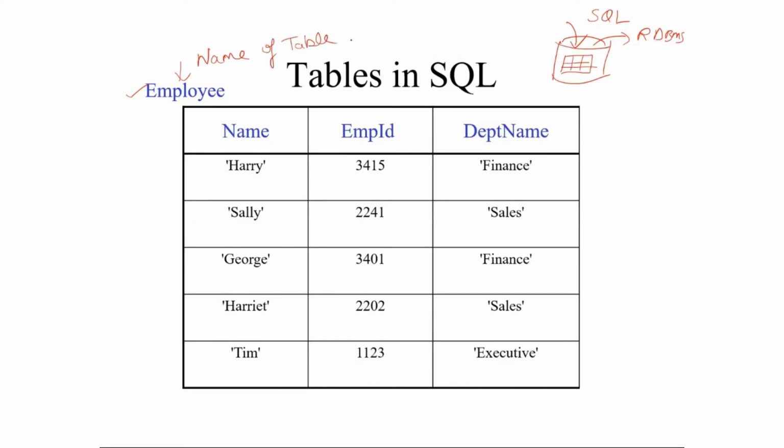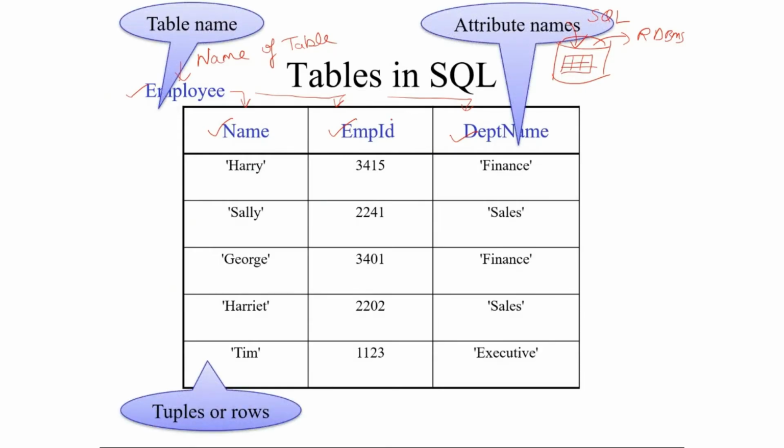Okay, don't confuse it with the column name. Then the table has something called columns. So how many columns are there? Three columns are there, and obviously all the columns have different names. The first column name is name, which is the name of the employee. The second column name is employee ID. Then the third column name is department name. This is called a column name, and they are also known as attributes. So this is a table name, and these are called attributes.